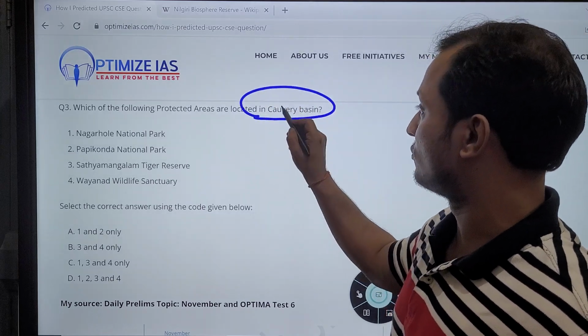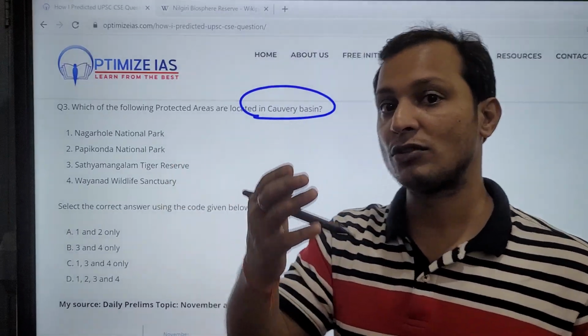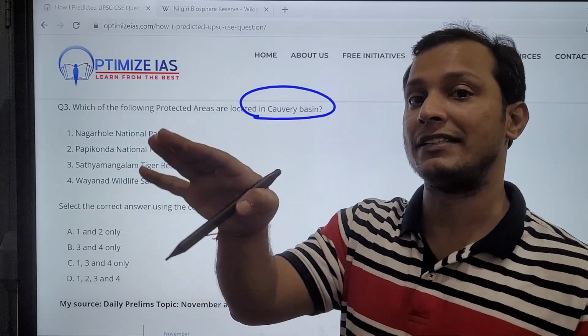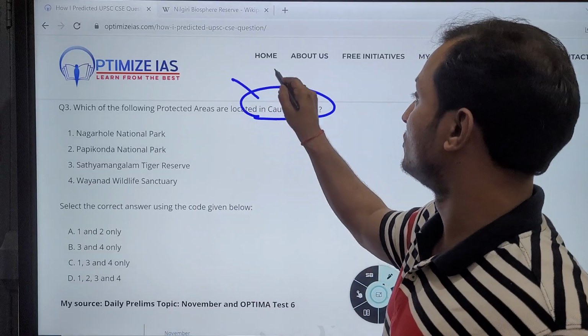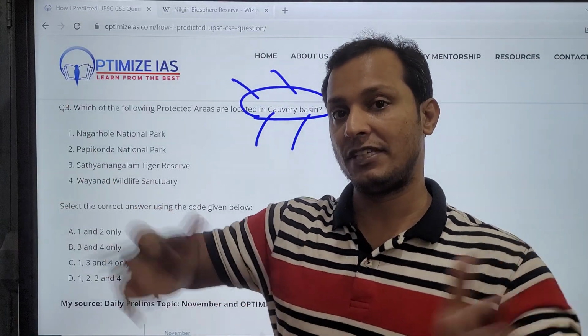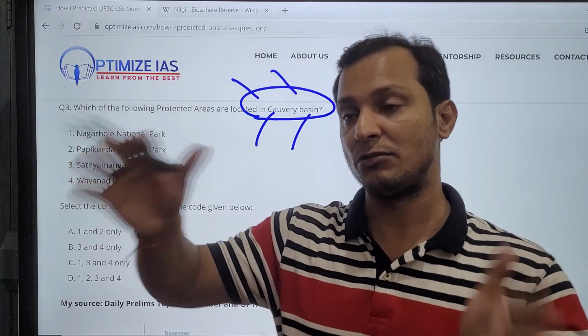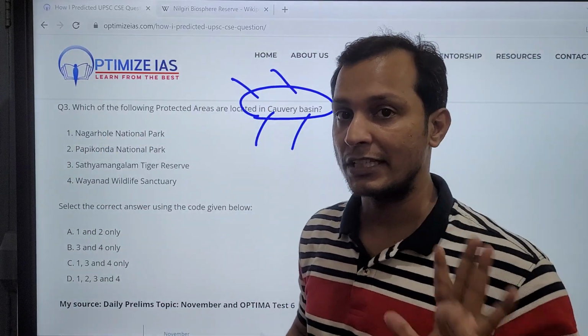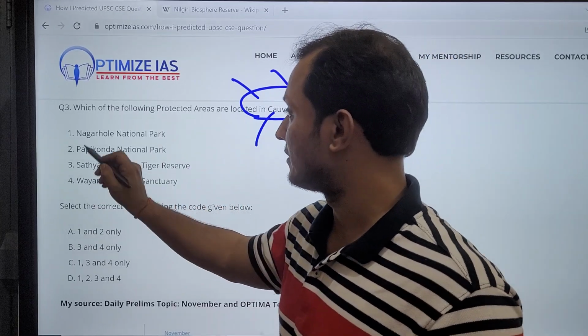Okay, Kaveri basin. We all know that there is a difference between river and basin. Basin includes all the tributaries also. So basin is a very large area which includes the tributaries also. So this basic understanding we should have. Okay, let us read the statements.